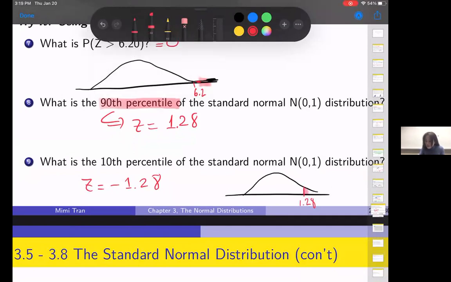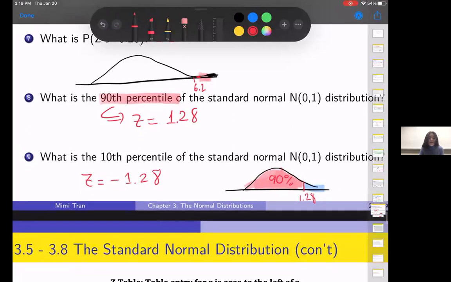So this part right here, that's how much? Maybe I'll use blue. So the red one, from left to right up to 1.28, that's 90%. You can give yourself a bonus check mark, but I prefer negative 1.28 instead of negative 1.3.